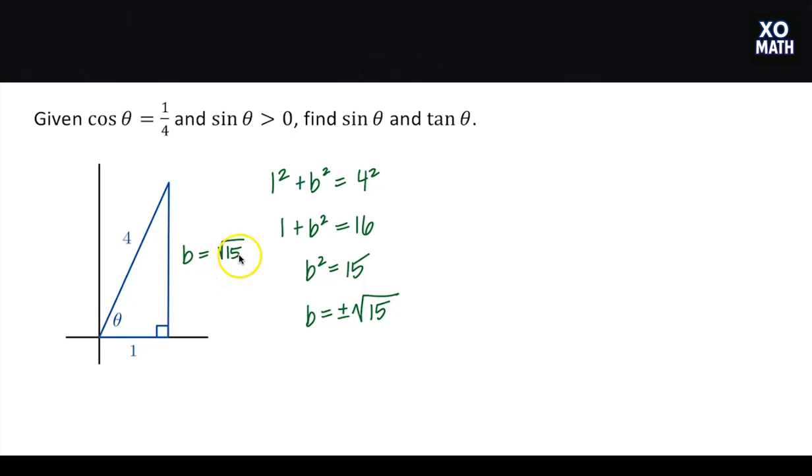Now that we have our missing side length, we can find sine theta and tangent theta. So we know that sine theta is equal to opposite, the square root of 15, over hypotenuse 4. And tangent theta is equal to opposite over adjacent. So the opposite side is the square root of 15, and then over 1, which is of course just the square root of 15.